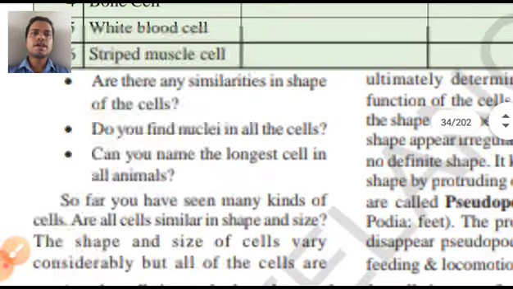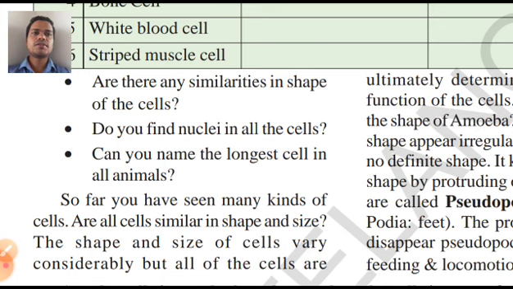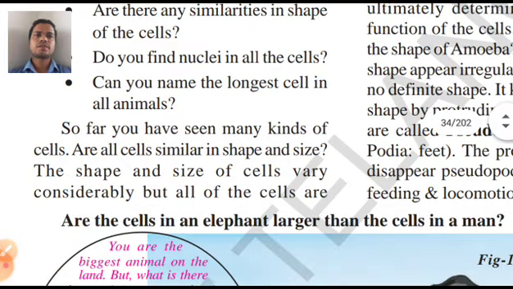Now another question: can you name the longest cell among all animal cells? What is the longest cell? Actually, the nerve cell will be the longest. Okay, the nerve cell will be the longest cell. It is connected from our brain to our thigh. That is the longest nerve cell.